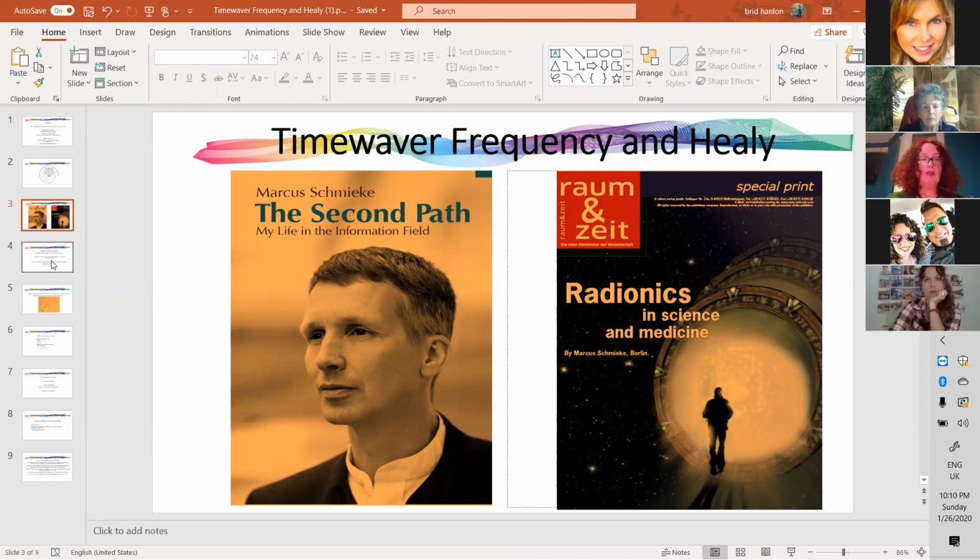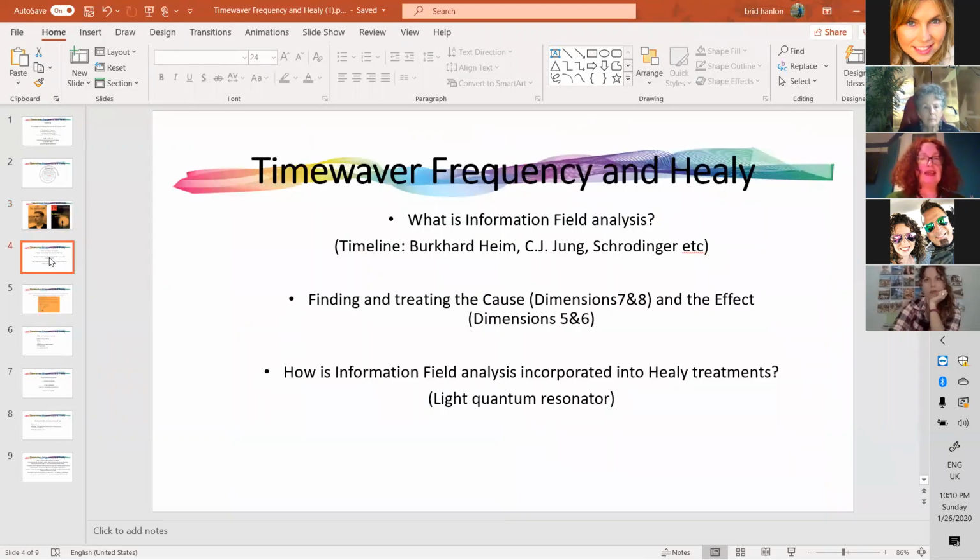So where I want to go from there is to say a little bit about what is information field analysis. Because when you use a Healy, it's doing 2 things. It's delivering frequencies to your body via microcurrent, but it's also analyzing moment by moment. In fact, every 10 seconds, it's analyzing which frequency you need next and how long you need each frequency for. And that analysis is done in the information field.